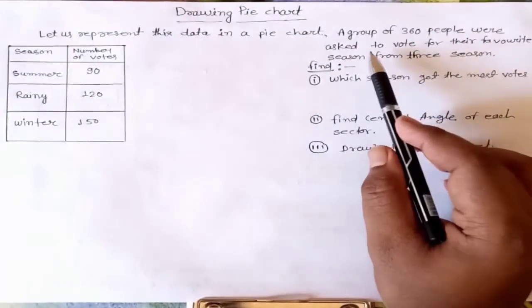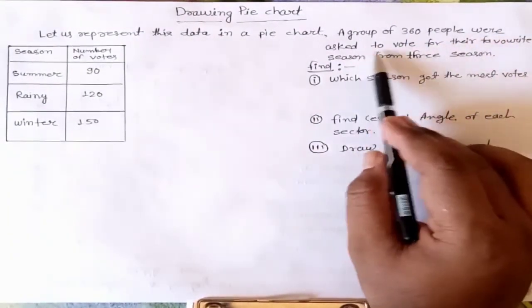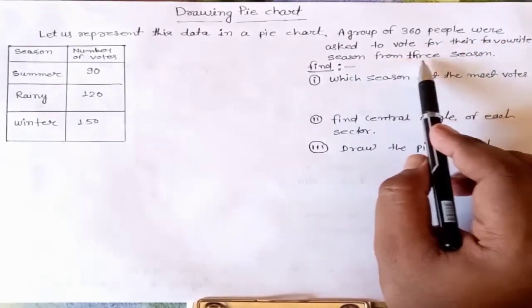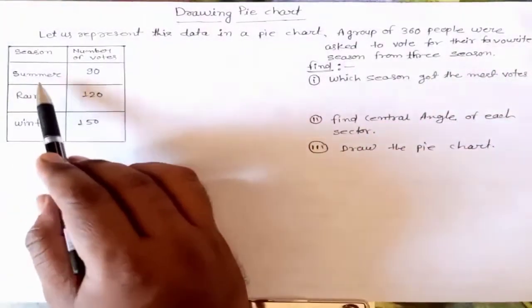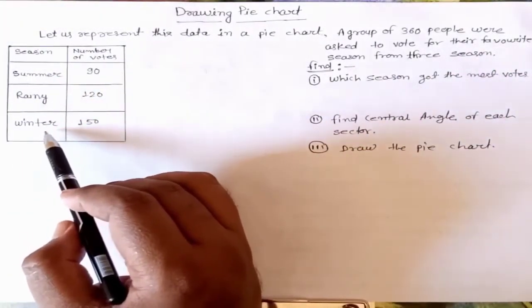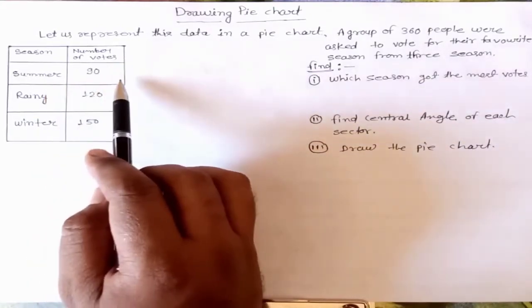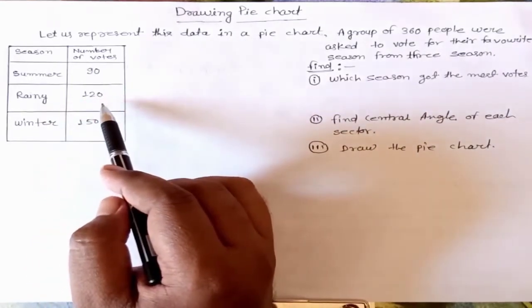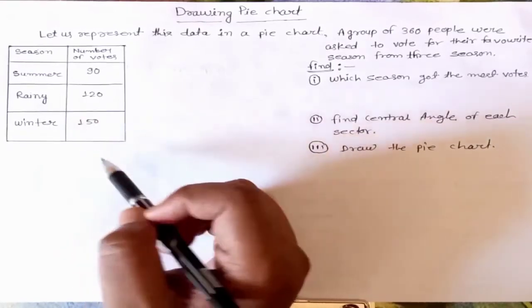So here is a group of 360 people who were asked to vote for their favorite season out of 3 seasons. What are those? Summer, rainy and winter, right? So they have voted: for summer there were 90 voters, for rainy season 120 voters, for winter 150 voters, right?